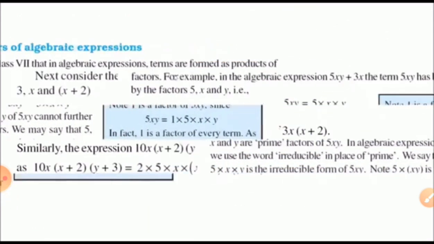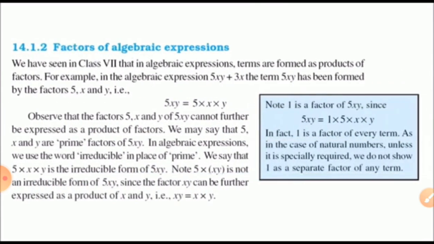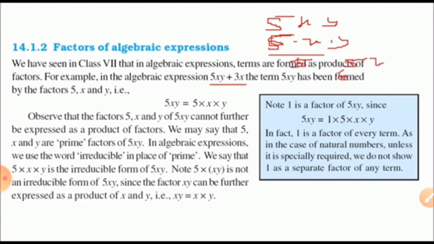Expressions are here. For this one, 3x. Factors of the algebraic expression 5xy: 5xy is nothing but 5 into x into y, or you can say 5xy plus 3x. Two terms are given. So 5xy factors are 5 into x into y. Regarding 3x, that's 3 into x. Easy? Correct. So these are called the multiplication factorization method.